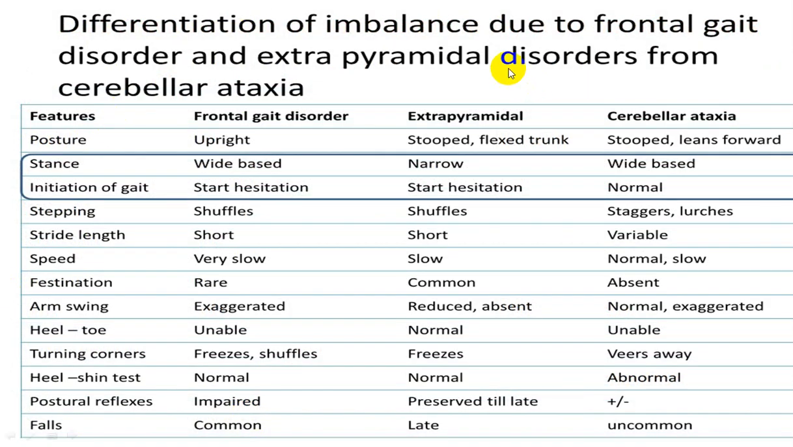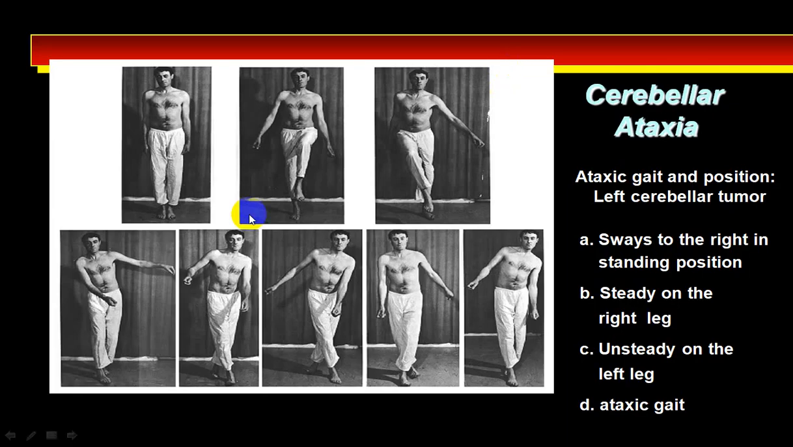These are the gait disorders. Again, comparison with frontal lobe, extrapyramidal, and cerebellar ataxia. The person will not be able to maintain balance, and while walking, he will tend to fall on either side. He will sway from side to side in the standing position, steady on the right leg, unsteady on the left leg. If he has a left cerebellar tumor, he will have a tendency to fall on the left side, unsteady on the left leg, and he will have an ataxic gait. So depending upon the side of the damage, he will tend to fall on that side.